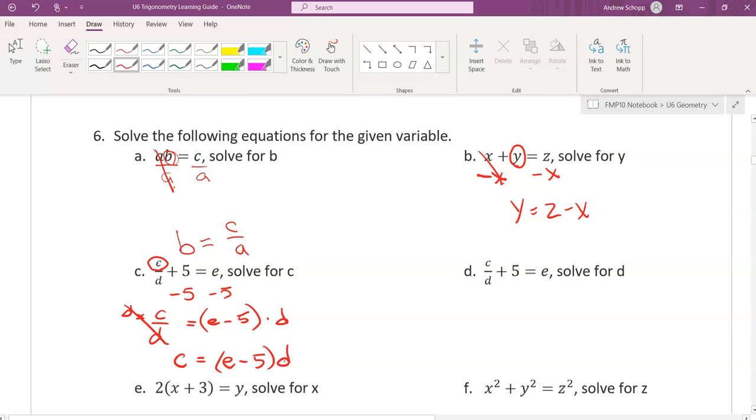For d, we're going to do the same question again here, except we're going to solve for d this time. And this one, there's a little bit of a trick to it. Because c is being divided by d, can't do too much with that right now. We're then adding 5. So if I want to get rid of this 5, I'm going to subtract 5 from both sides. Now I have c over d is equal to e minus 5. Now the value we're looking for is in the denominator. So what we actually need to do is get that out of the denominator first. And we'll multiply by d on both sides.